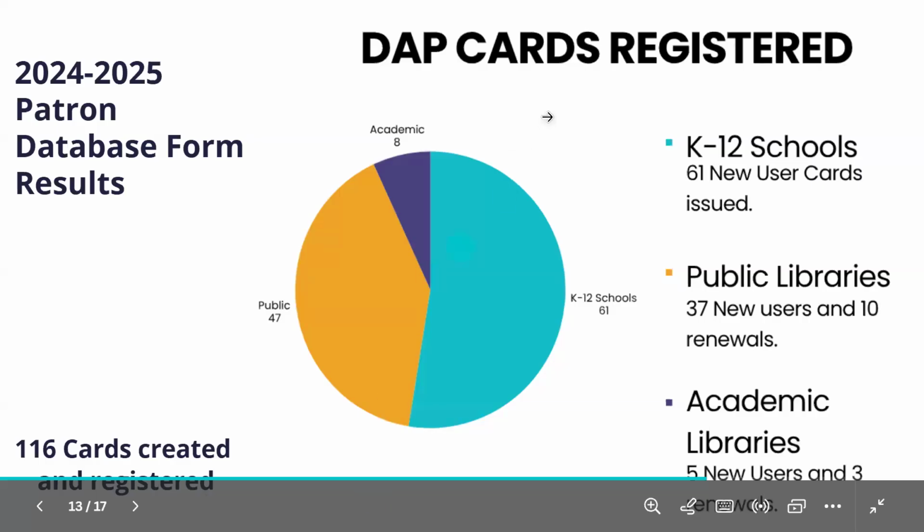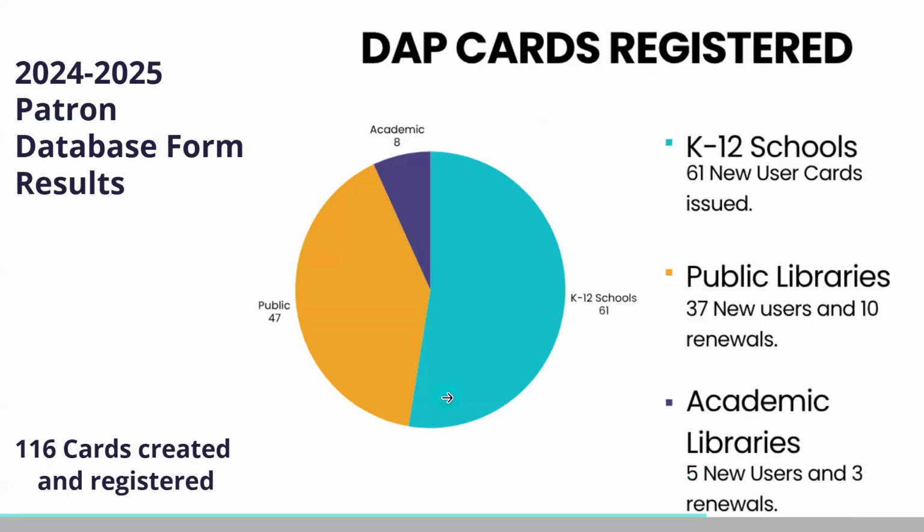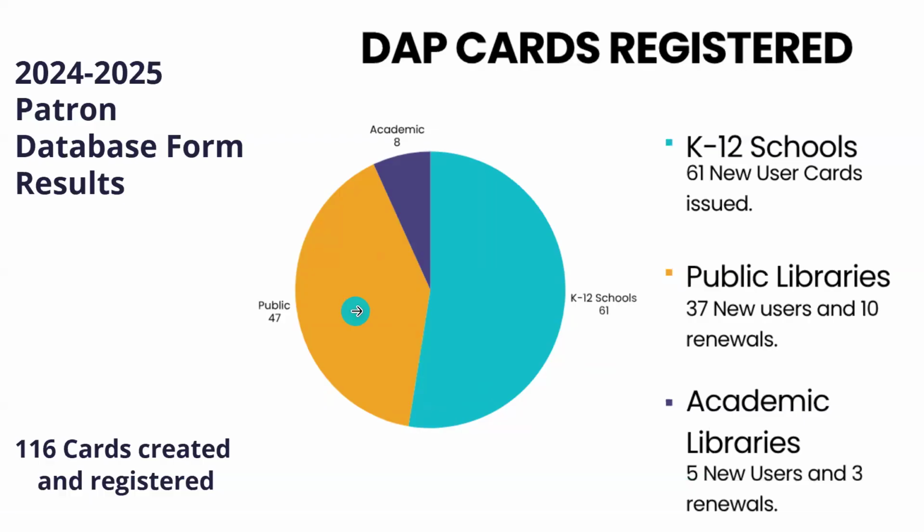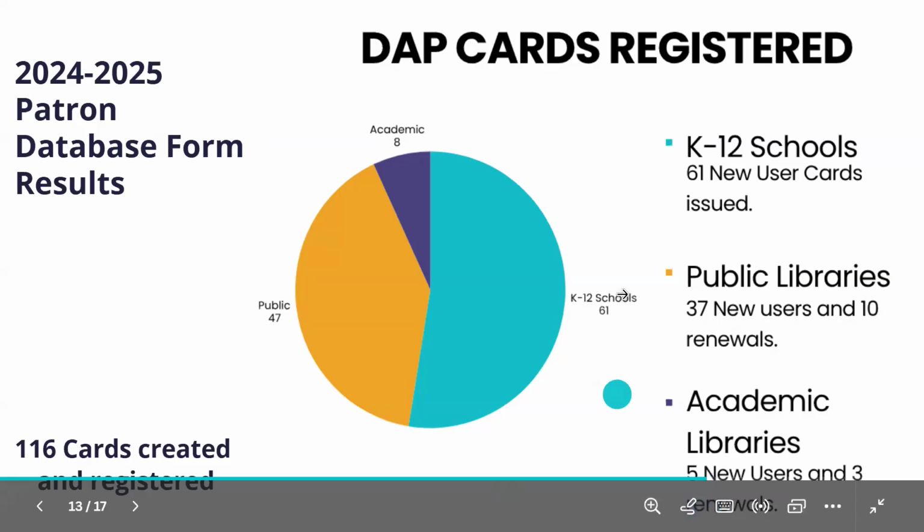I hope these colors make sense. I apologize if anyone is colorblind. The largest pie section is made up of K through 12 schools, and over half of our cards issued were for high school students. 47 of the cards, the next largest percent, were public libraries, and 8 cards were issued out of academic libraries. As you see, these were all new users. We had 10 renewals from the public libraries and a couple of renewals from our academic libraries as well.